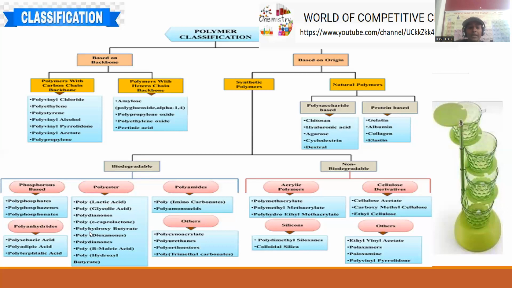Polyhydroxybutyrate is another kind of ester compound which is biodegradable in nature. This is also a most important material in polymeric compounds, having a wide range of applications. Polydioxanones, polydiamines, polymalic acid, polyhydroxybutyrate: all these are this kind of system.